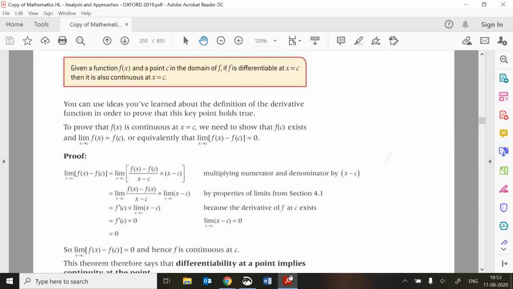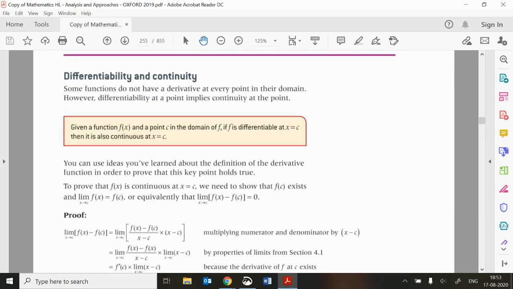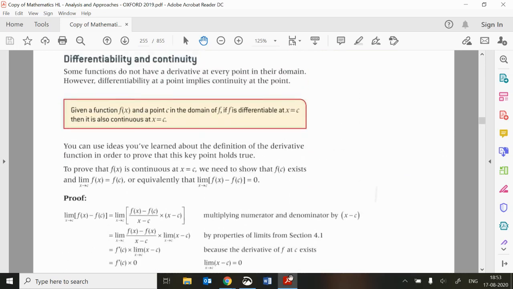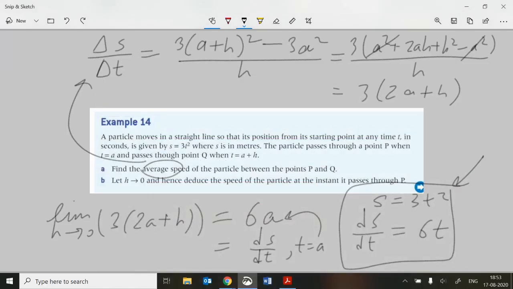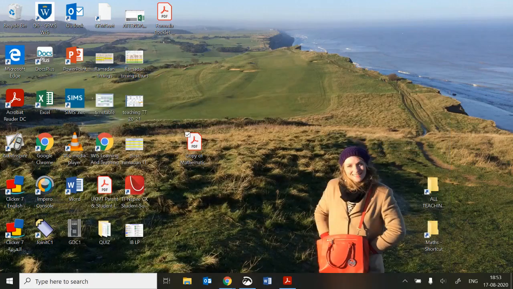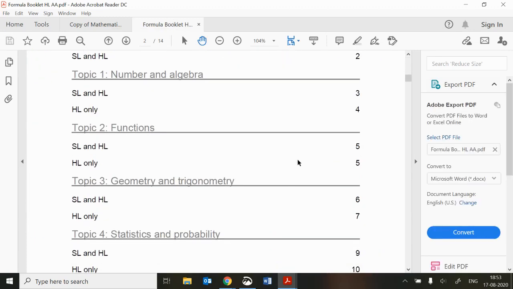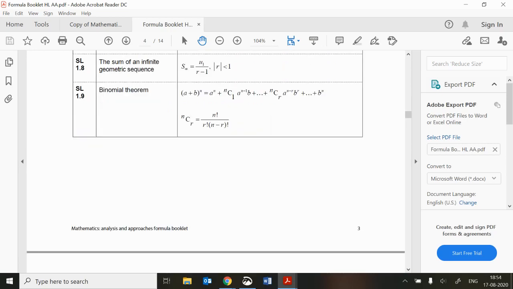And the next little bit looks not to be the rule still. It's that they're now talking about continuity and differentiability as well. Okay, so it's still a bit more theory really before we get into the rules. Okay, well, let's just look at the formula booklet and see what they give you here. Let's see where it is.